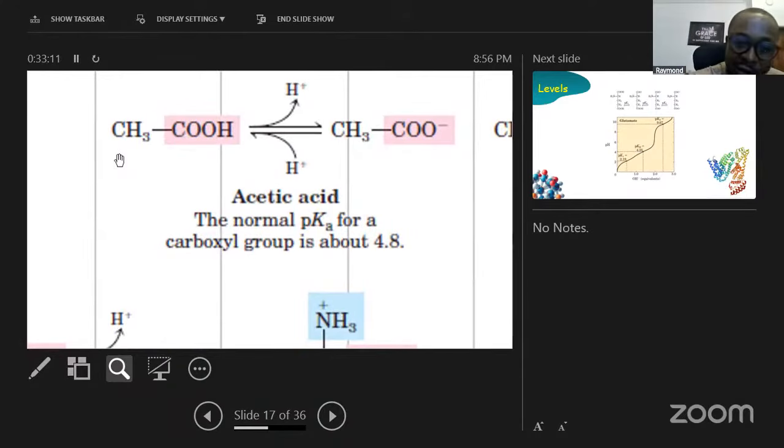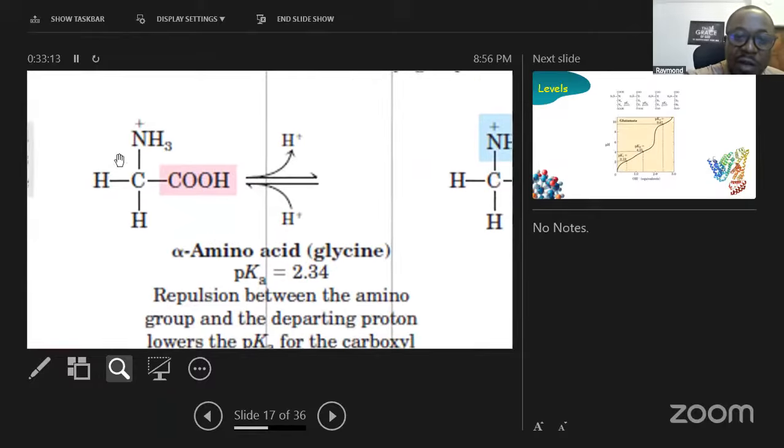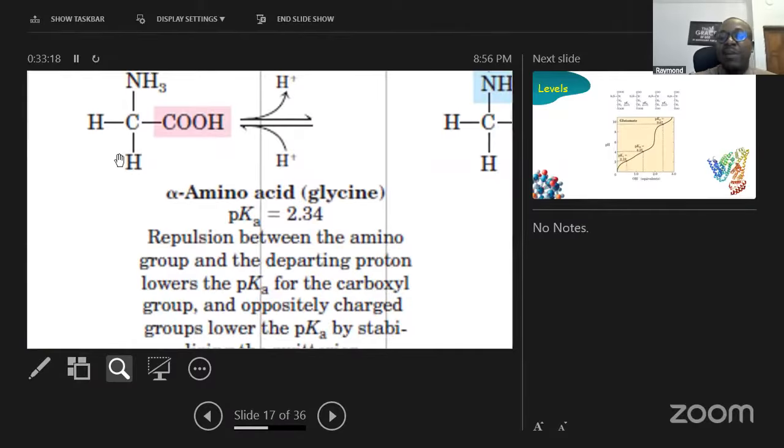And there's a reason for that. Because of the hydrogen here, there's a repulsion between the amino group and the departing proton. The departing proton is this proton here, which is the hydrogen on the COO. The hydrogen is the departing proton. Because of the repulsion, it moves away. The hydrogen is positively charged, and the hydrogen in the amino group is also positively charged, so they repel. That repulsion will cause an easy breakage of the hydrogen.